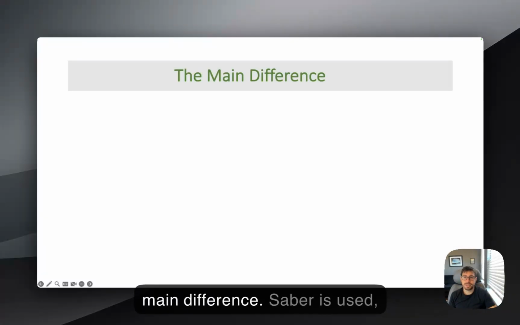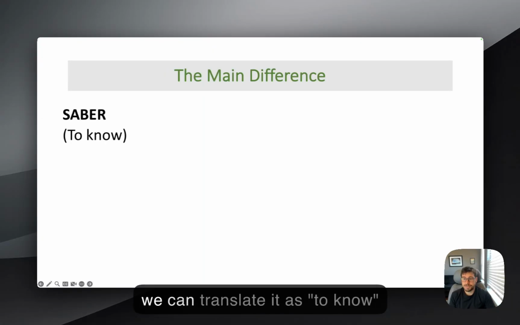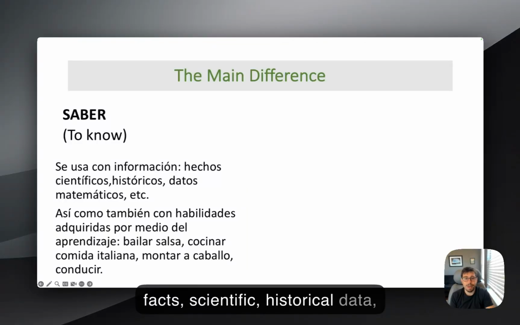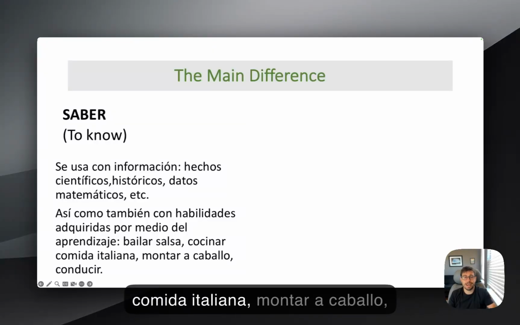So the main difference: saber, we can translate it as "to know," and it's used for information, facts, scientific, historical data, mathematical data, and also to learn abilities or skills. For example, bailar salsa, cocinar comida italiana, montar a caballo, conducir.